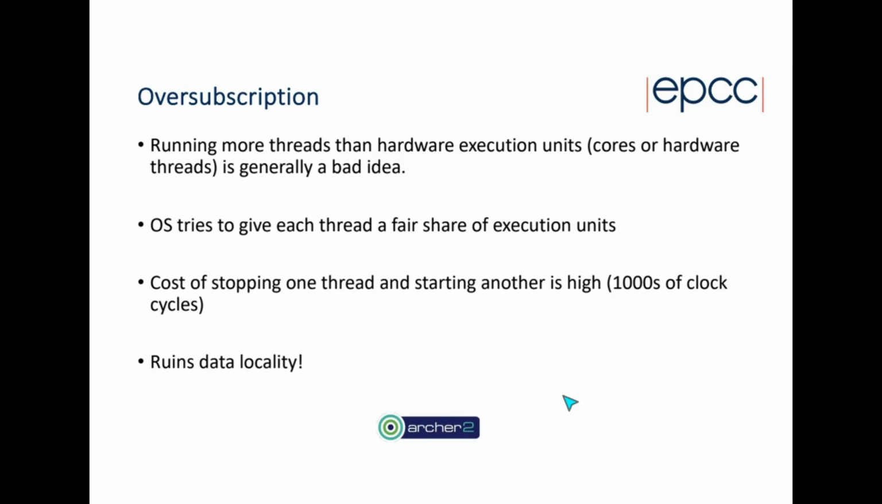Of course, the other way of getting hardware resource contention is by oversubscribing. Running more threads than you have hardware execution units is generally a bad idea, because then the operating system has to give each thread a fair share of the execution units, and the cost of stopping one thread and starting another, doing a context switch, is high. It's thousands of clock cycles, and it's the same problem as when threads are migrating. If we stop one thread and start another, we're basically ruining our data locality and data affinity.